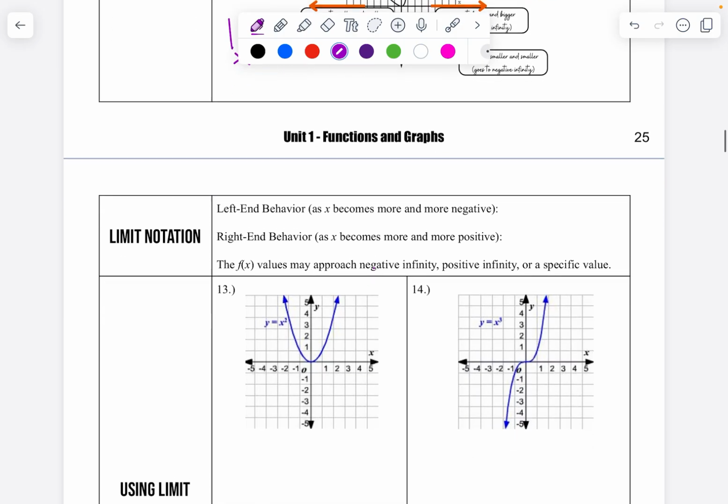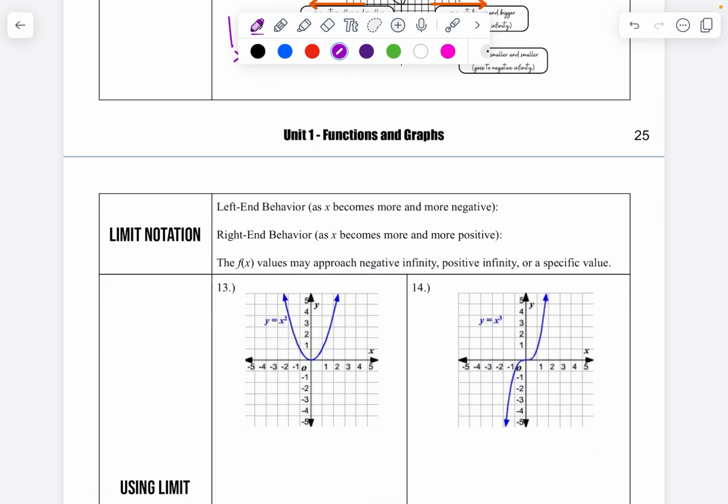The left end behavior as x becomes more and more negative is written like this. The limit of the function, and underneath you say x goes to negative infinity, and then you would say equals whatever value. The right end behavior, we say the limit of the function f of x as x goes to positive infinity equals whatever value it approaches.